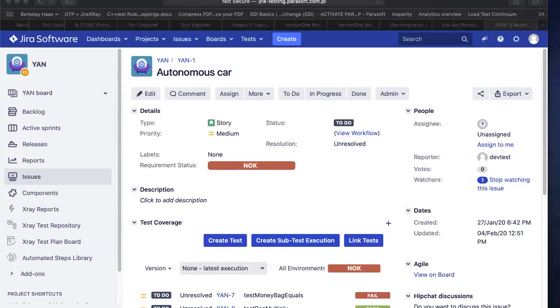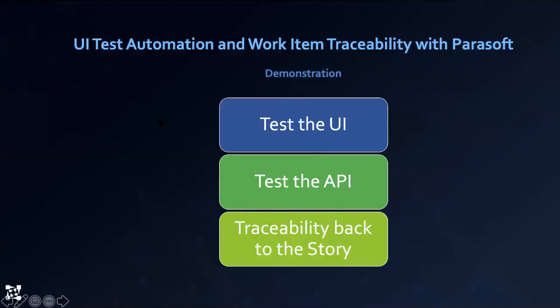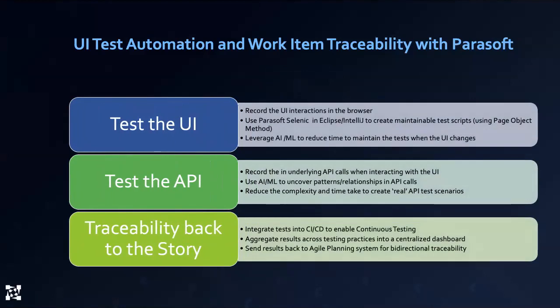Okay, so we're almost at the end of today's session, so let's go ahead and wrap up a little bit. These are the 3 steps we went through today. We created tests against the UI and the API, and we did both of those at the same time. We leveraged the recorder to record the UI interactions. We used Parasoft Selenium to create these page object model tests. And then I briefly showed you how we can leverage machine learning to recover when the UI changes.